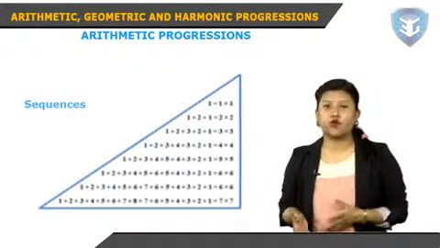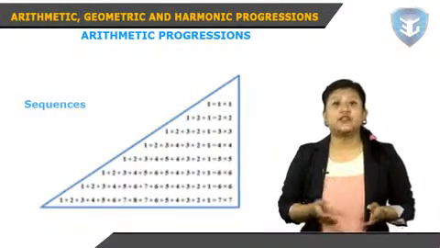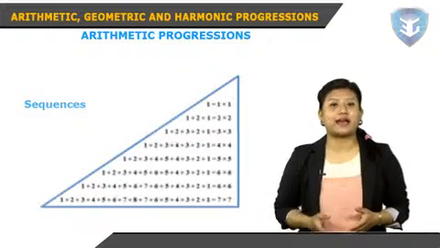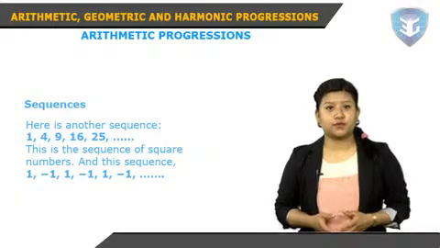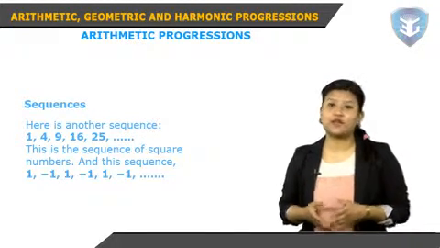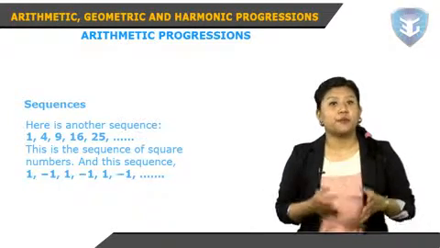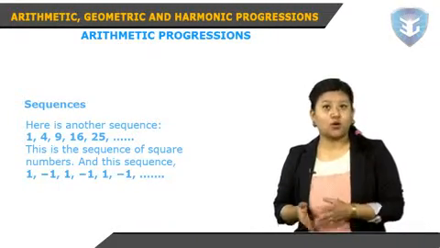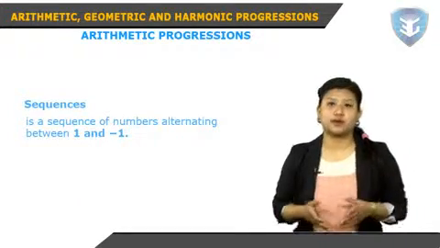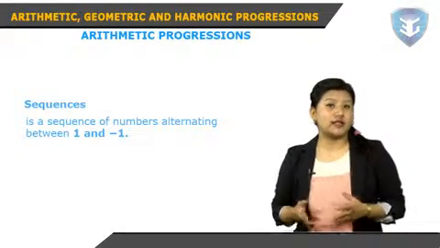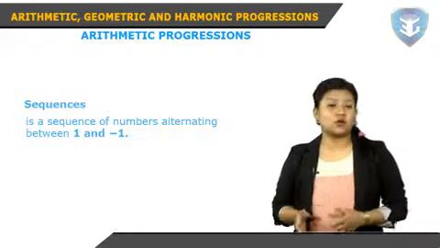We have a sequence of odd numbers. To put this another way, we start with the number 1, which is an odd number, and then each successive number is obtained by adding 2 to give the next odd number. Here is another sequence: 1, 4, 9, 16, 25 and so on. This is a sequence of square numbers, and this sequence 1, minus 1, 1, minus 1, 1, minus 1 and so on is a sequence of numbers alternating between 1 and minus 1. In each case, the dots written at the end indicate that we must consider the sequence as an infinite sequence so that it goes on forever.